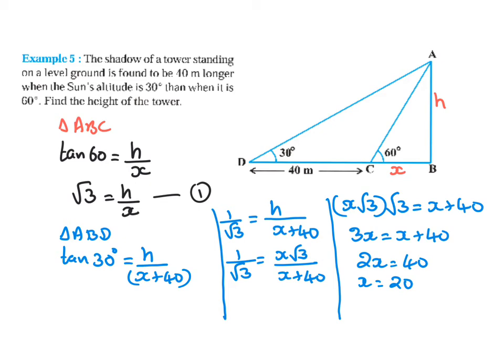Can we take the value of x and plug it into equation 1? Because we know that h is x root 3. So the height of the tower h is going to be x root 3. x is 20, so 20 root 3 meters. So the height of the tower is 20 root 3. A little bit lengthy calculation, but an easy one. So keep moving. Let's work out another problem.